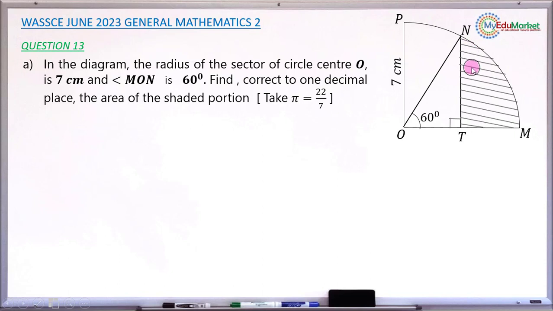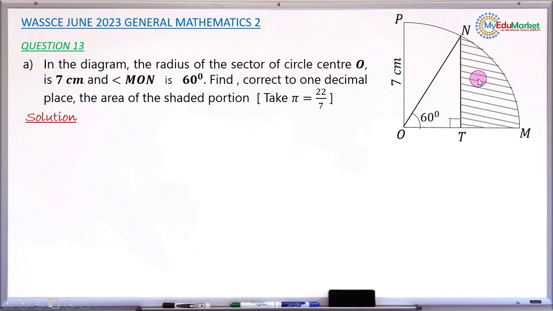You are asked to take pi as 22/7. This is the portion that was shaded. It is this area that the question is interested in determining. So let's attempt to answer this question together. Solution to the problem: looking at the drawing critically to find the area of this shaded portion.